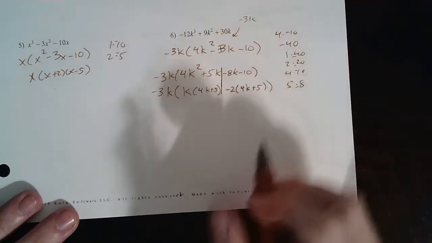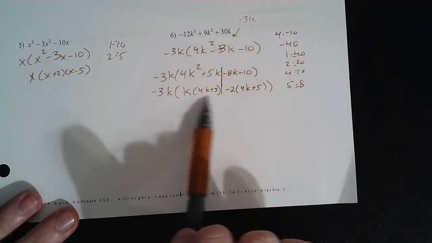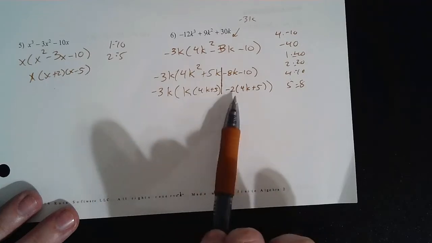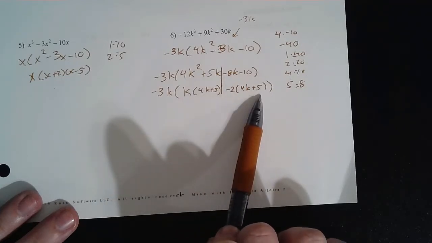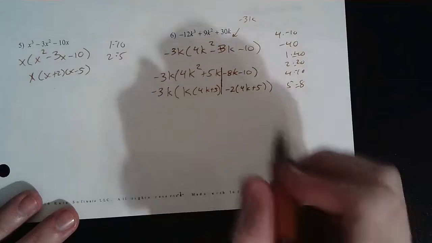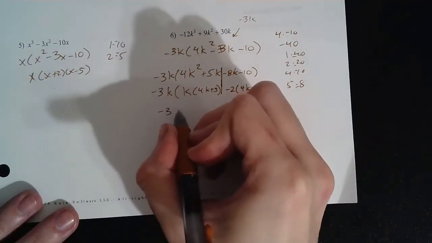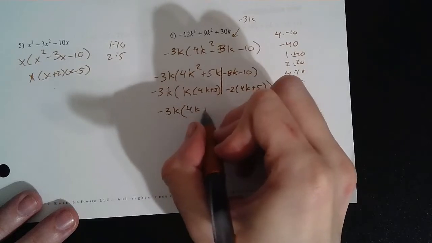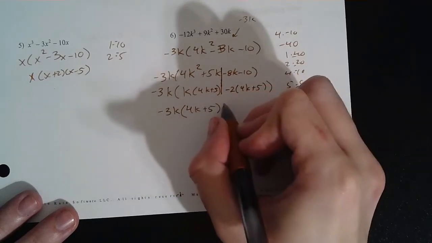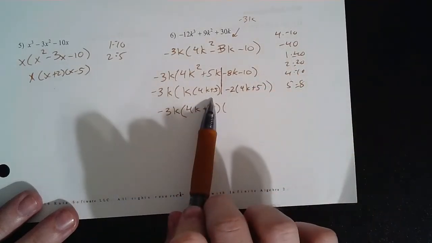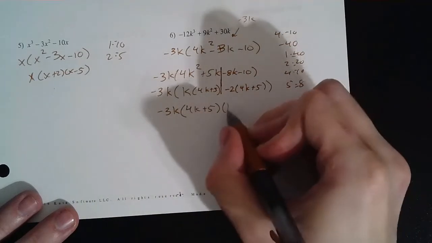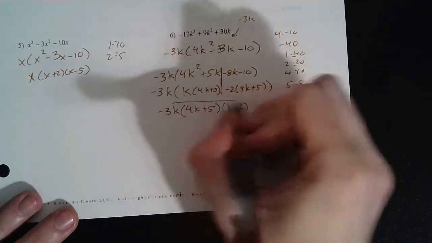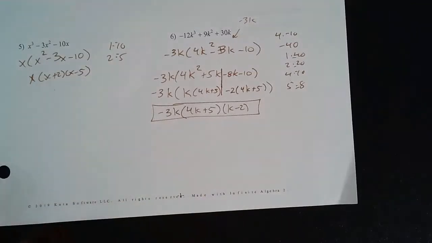And if you've done everything correctly up to this point, you get this 4k plus 5. That's the same in both. And if that's the case, I can pull out a 4k plus 5. And if I pulled out a 4k plus 5, what's left over is k minus 2. And we're all done.